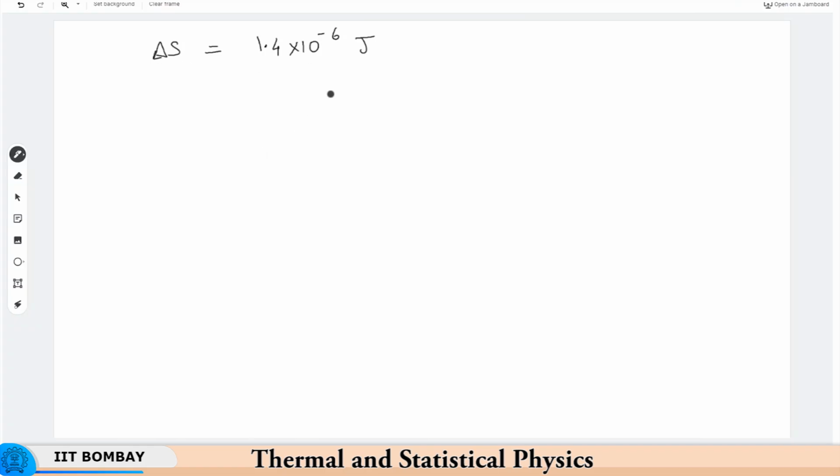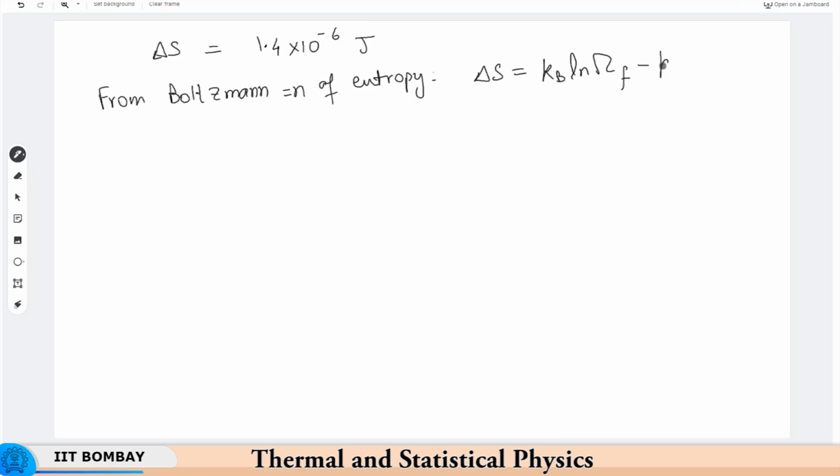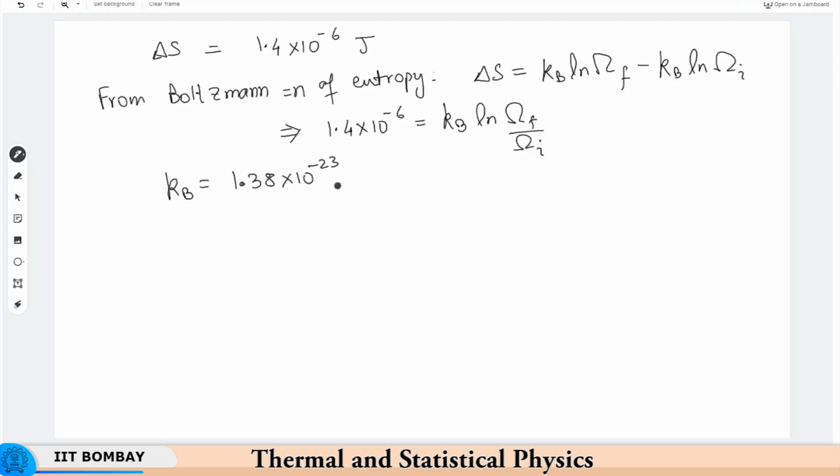But now we can use the statistical definition of entropy, the Boltzmann equation of entropy. So what is delta S? Delta S is basically Kb log of the final number of microstates after we have heated the water minus Kb times log of the initial number of microstates, which is at 300 Kelvin. Now we can plug in these numbers. So this is 1.4 into 10 to the power minus 6 equals Kb log of omega final by omega initial, and we know Kb is 1.38 into 10 to the power minus 23 joule per Kelvin.